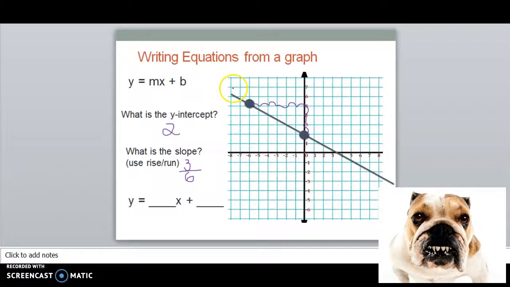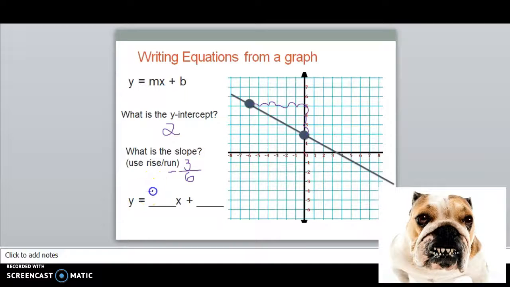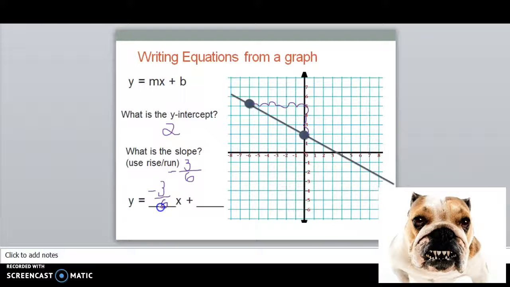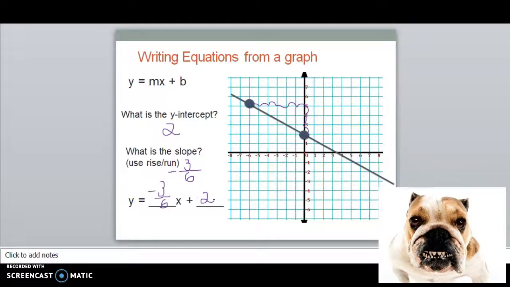Now you'll also notice that this is a negative slope. So my slope has to be negative. So the equation of this line is y equals -3/6x plus 2, which is my y-intercept.